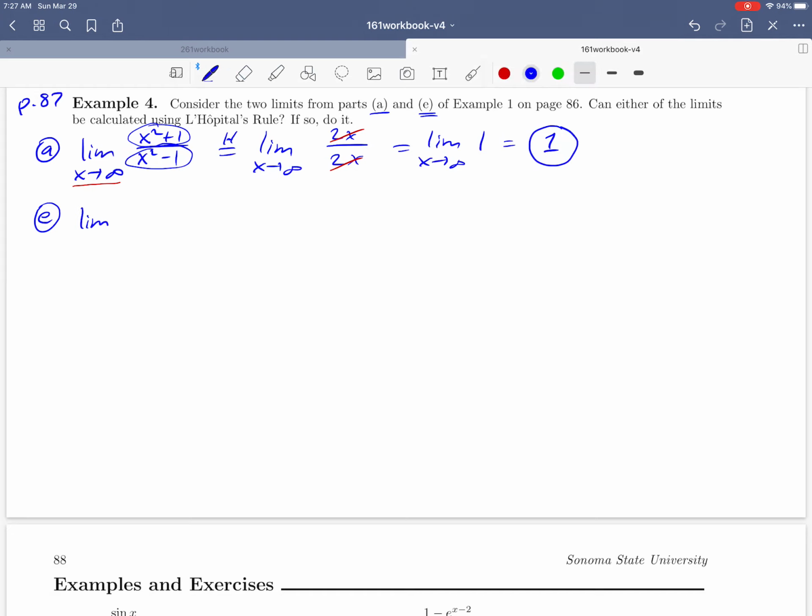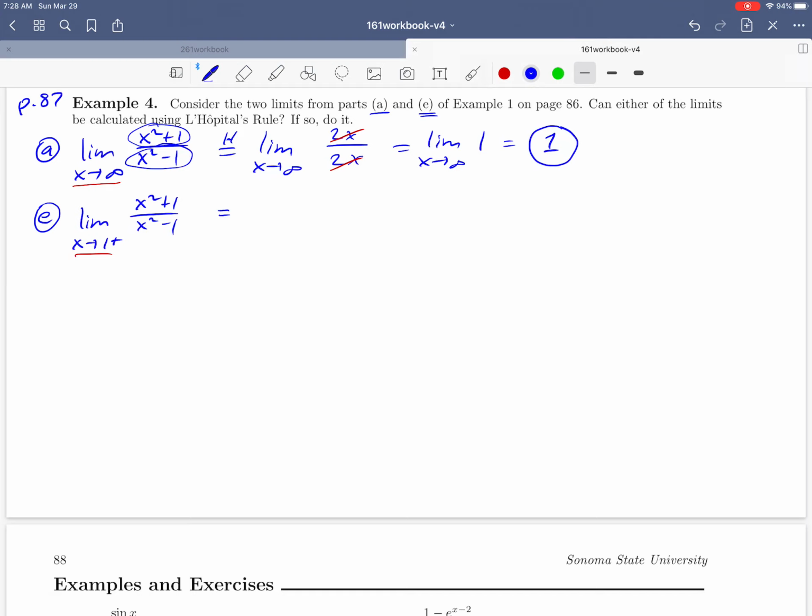What about part E? Well, that limit, and again, this is referring back to the previous page, was the limit as x approaches 1 from the right of the same function. And same question: can we use L'Hopital's rule to evaluate this limit?